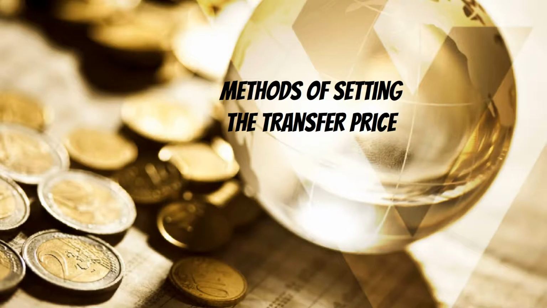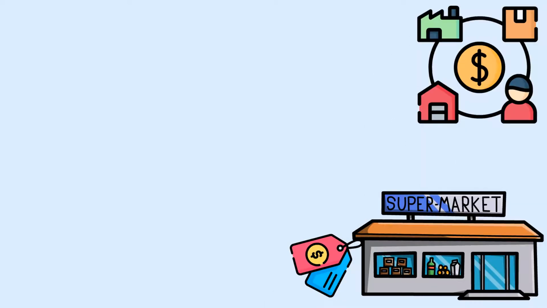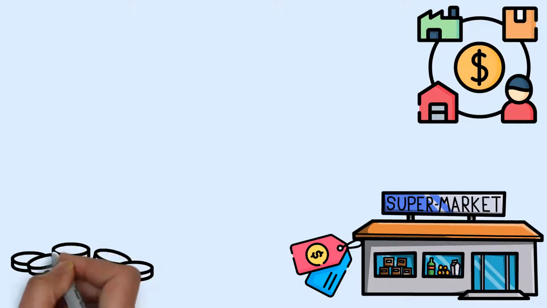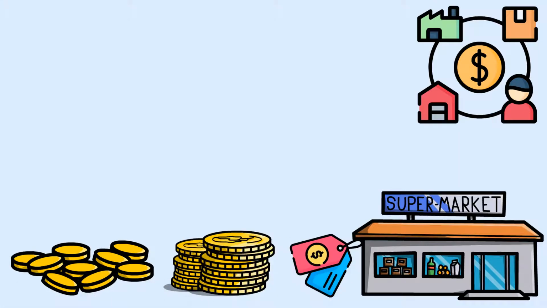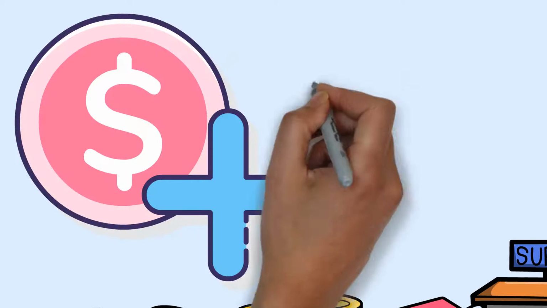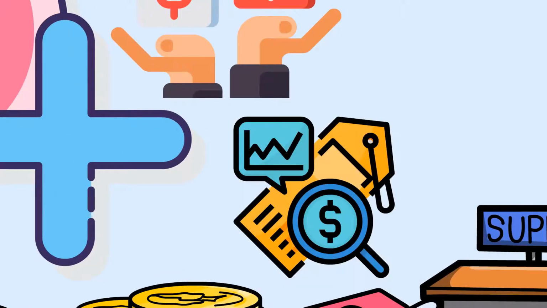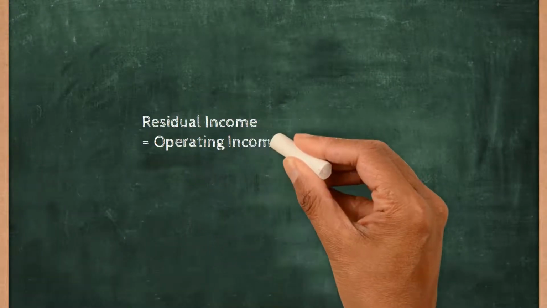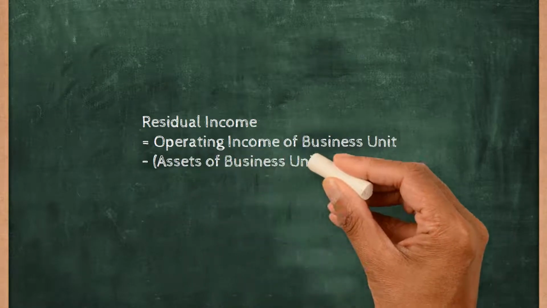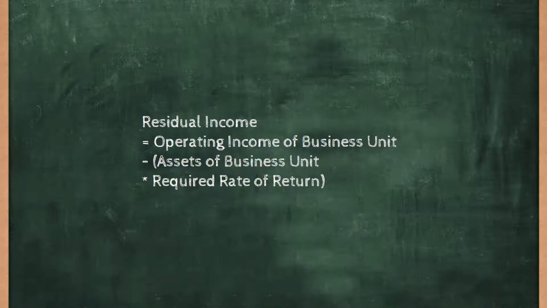Methods of setting the transfer price. The methods of setting the transfer price are market price, cost of production plus the opportunity cost, variable cost, full cost, cost plus, negotiated price, arbitrary pricing, and the dual rate pricing. Formula of the residual income. Residual income is equal to the operating income of a business unit minus the product of the assets of the business unit multiplied by the required rate of return.